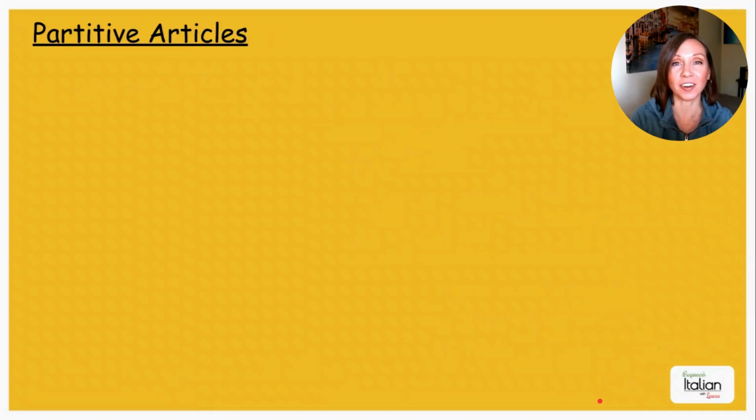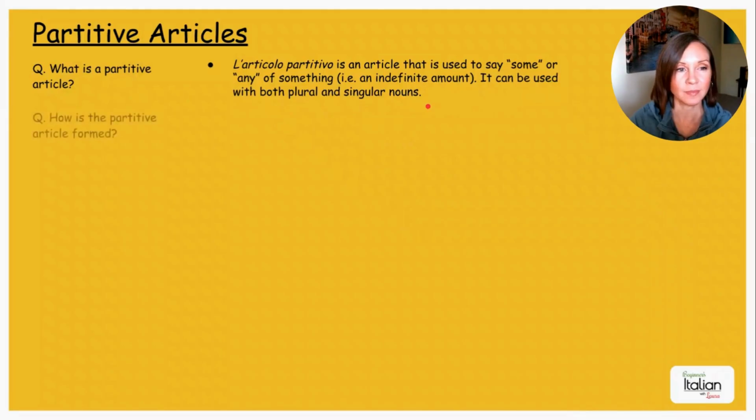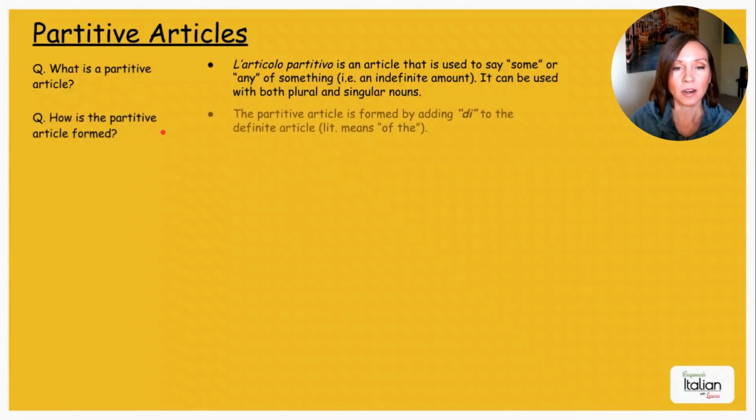Okay, partitive articles. What the heck is a partitive article? L'articolo partitivo is an article that is used to say some or any of something, i.e., an indefinite amount. It can be used with both plural and singular nouns. How is the partitive article formed? The partitive article is formed by adding d to the definite article. It literally means of the.